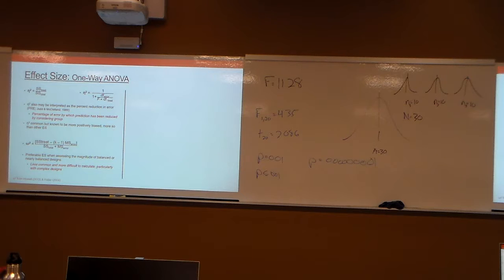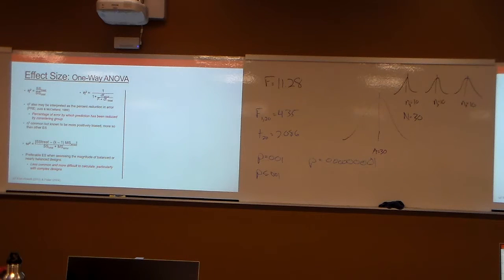Now, some limitations here. Omega squared is still positively biased to some extent, but much less so than eta squared. So it's still not perfect, but it's better than eta squared. Also, omega squared assumes a balanced design. We start to become concerned about whether or not it makes sense to calculate omega squared, right? The calculation, at least for our one-way ANOVA, isn't terribly difficult, but it's a little bit more involved than this.